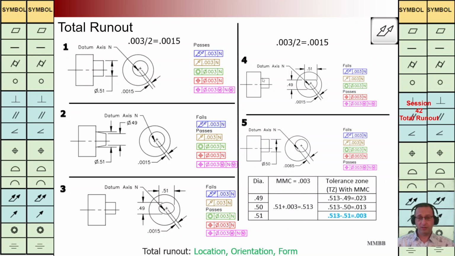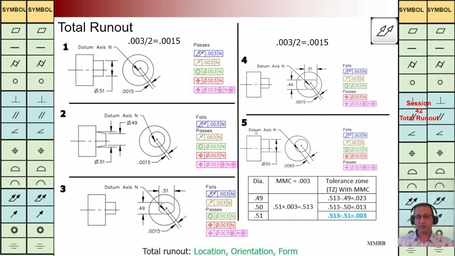Let's see case number 4. As we can see here, this shape is not symmetric and we are not going to satisfy the concentricity condition here. The difference between these two values is bigger than half of this TZ.